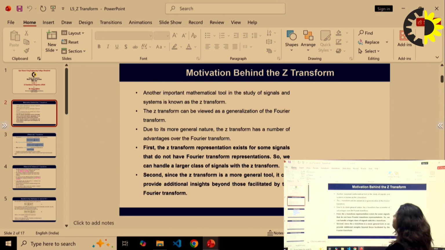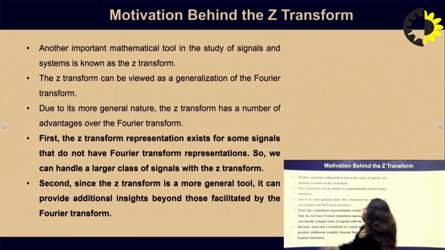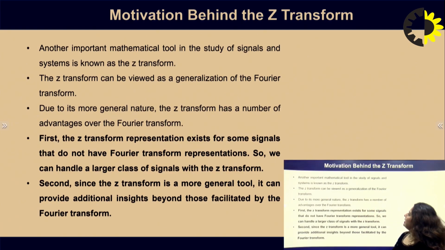The Z transform, due to its more general nature, has a number of advantages over the Fourier transform. First, the Z transform representation exists for some signals that do not have a Fourier transform representation. So we can handle a larger class of signals with the help of Z transform. Second, since the Z transform is a more general tool, it can provide additional insight beyond that facilitated by the Fourier transform.